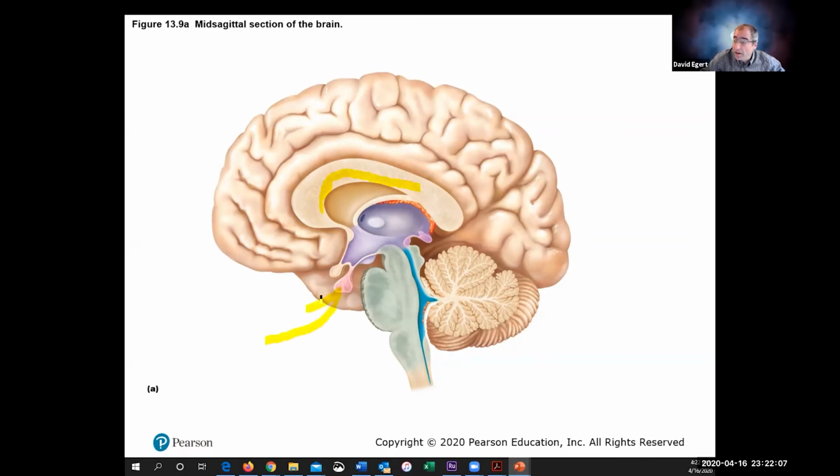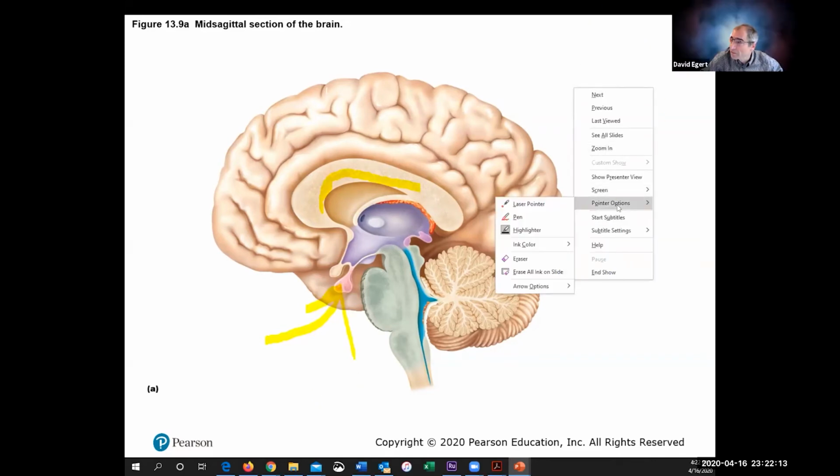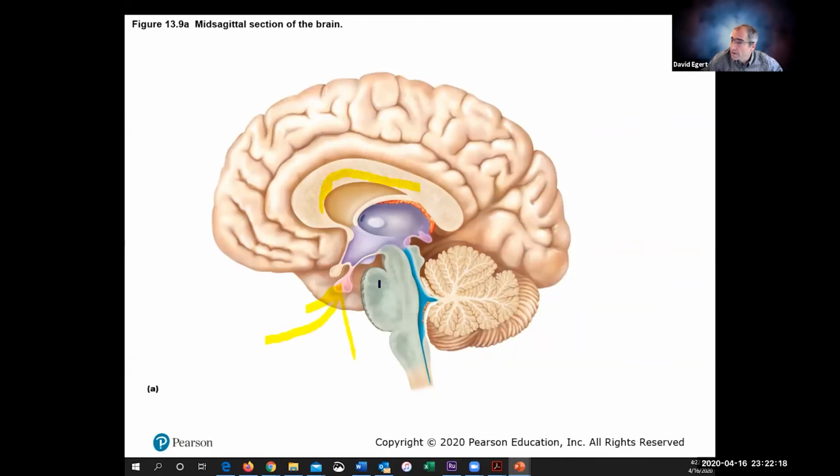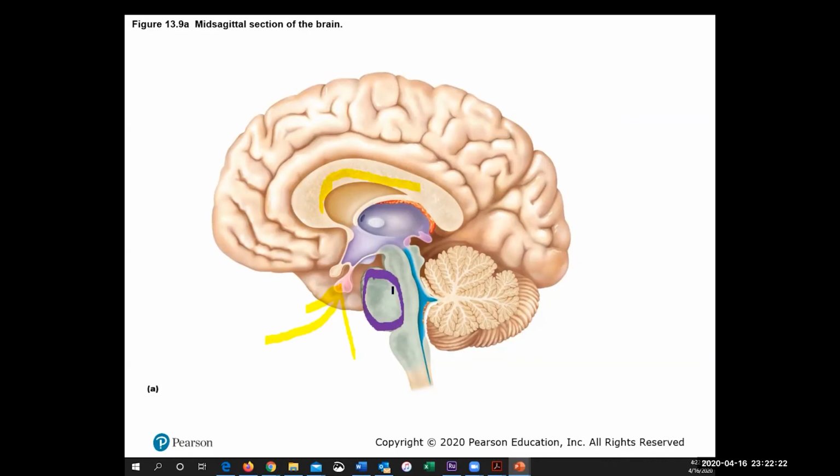What is this thing right here? Pituitary gland. That's the pituitary gland, the star of our show that we've just been talking about. What is this thing right here? The pons. That's the pons.